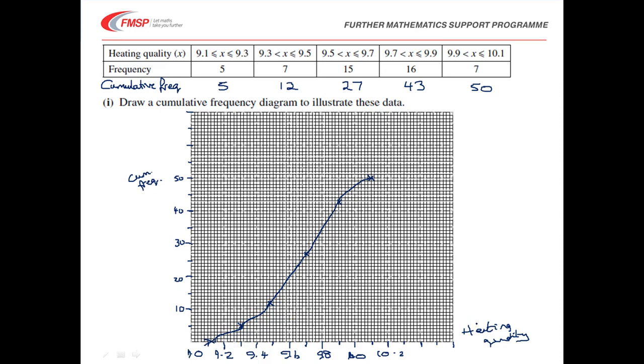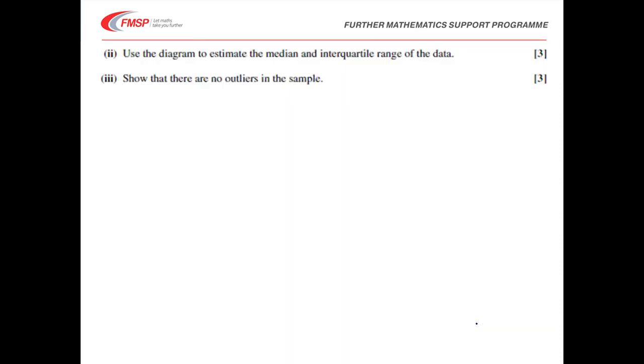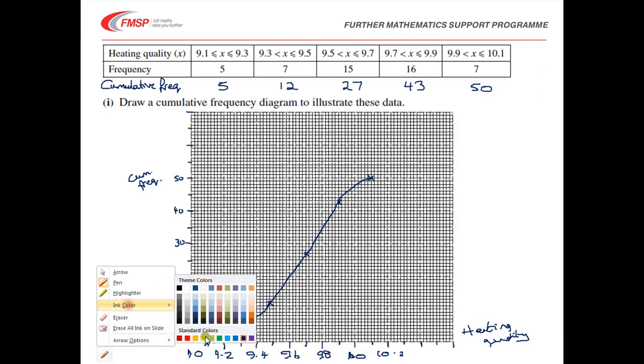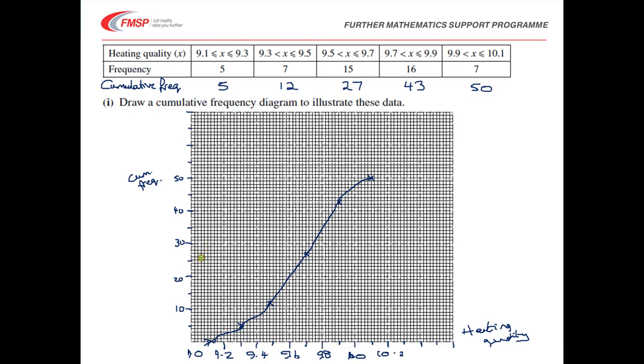Okay, there's my cumulative frequency diagram. Use the diagram to estimate the median and interquartile range of the data. So we've got 50 items, so we draw in a dotted line across here and read off a value there at the bottom. For the lower quartile, reading off at 12.5, and the upper quartile reading off at 37.5. And you really can't get a decent reading of this on the screen.